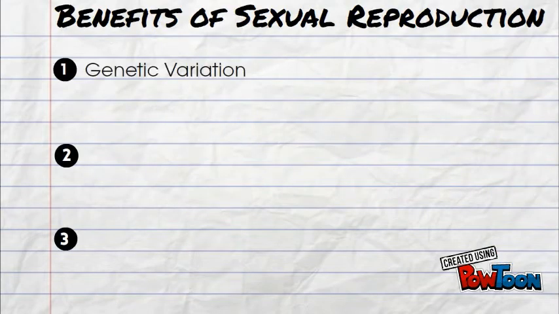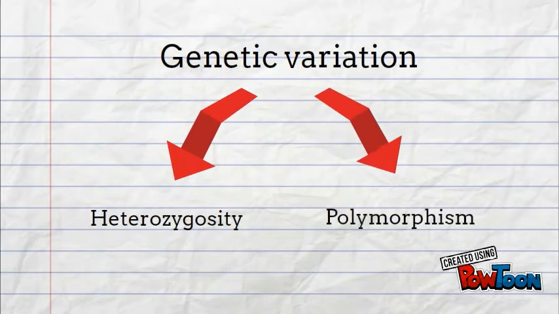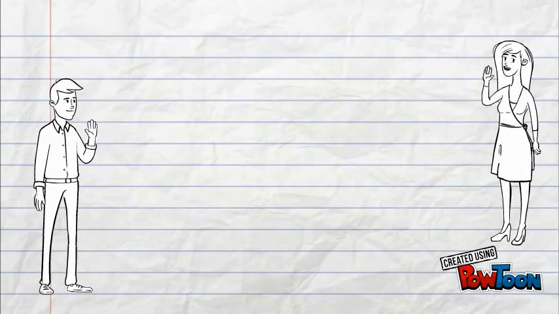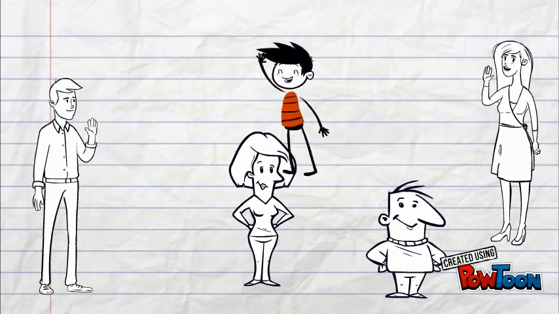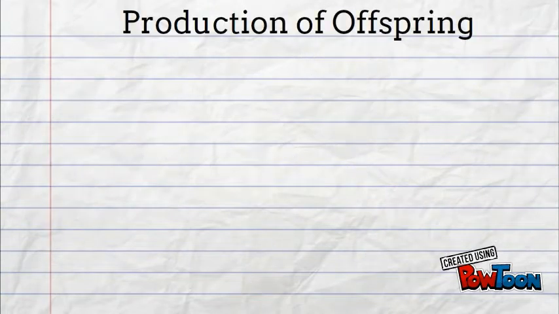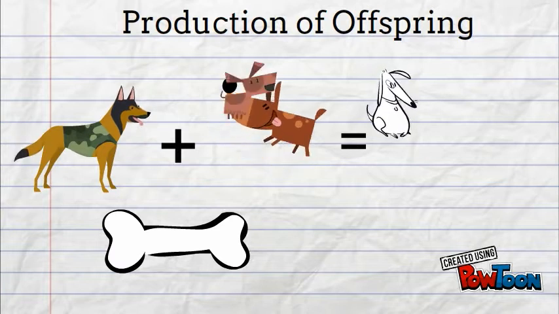One main benefit of sexual reproduction is genetic variation. Genetic variation allows diversity to be introduced. Heterozygosity and polymorphism assist genetic variation with the inheritance of different alleles which combine to form multiple genotypes in the populations. The second benefit of sexual reproduction is the production of multiple offspring.